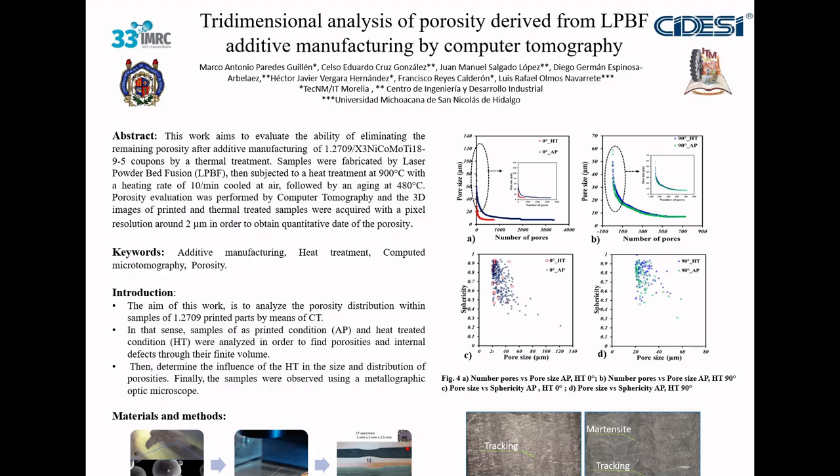In that sense, the samples at printed condition, AP, and heat-treated condition, HT, were analyzed in order to find porosities and internal defects through their finite volume. Then, we determined the influence of HT on the size and distribution of porosities. Finally, the samples were observed using a metallographic optical microscope.